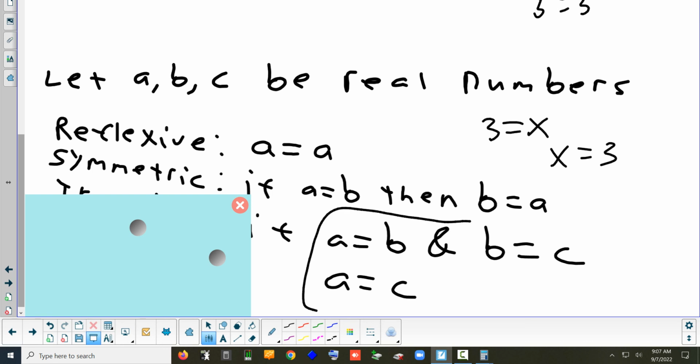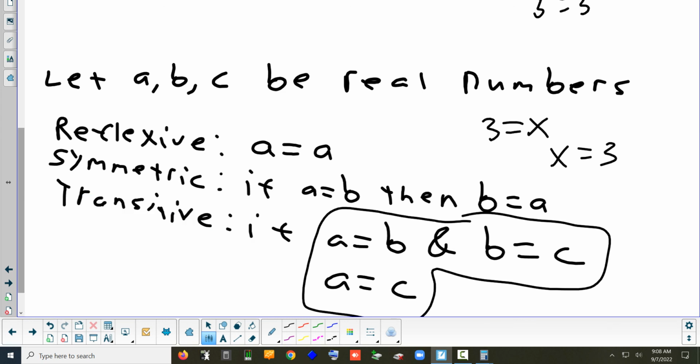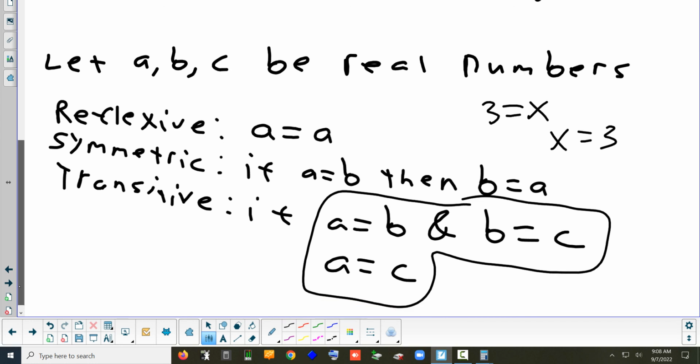And how about this last one? It says if A equals B, and then B equals C, then A must equal C. The transitive? That's a transitive property. So transitive property is when you have a chain of things equal to each other. That's just 3 things, but you could have 4 things, 5 things, but that's transitive.